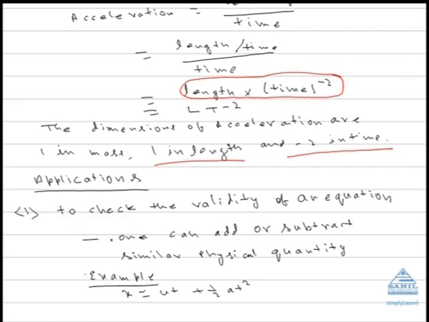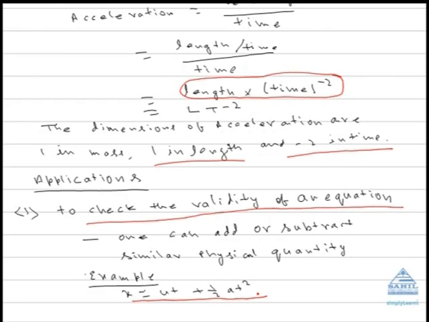Now we have some important applications of dimension. First of all, the concept of dimensions is helpful in checking the validity of an equation. To understand this concept, let's take the example of this equation, the familiar one, x = ut + 1/2 at^2.